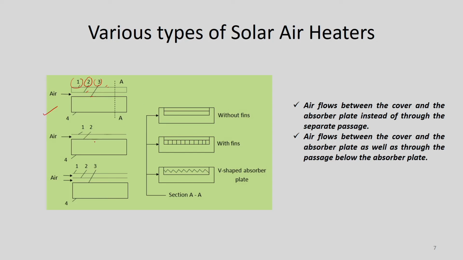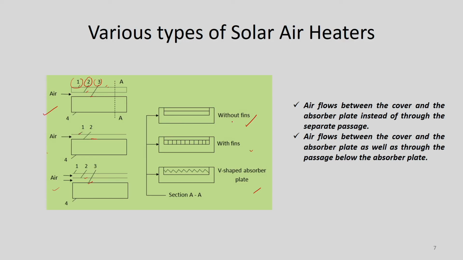Okay. And in the second case, we have a glass cover and there is no bottom plate, only the absorber plate. In this case, air flows between the glass cover and the absorber plate, and again between the absorber plate and this bottom plate. Okay. So, different types we can classify. And for all these types, we can have this kind of configurations.